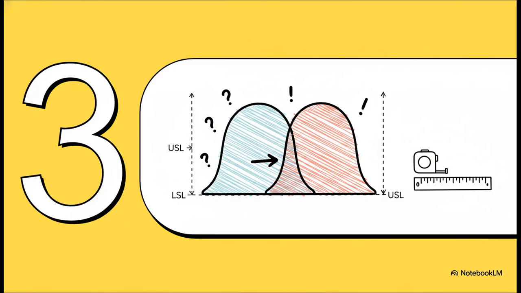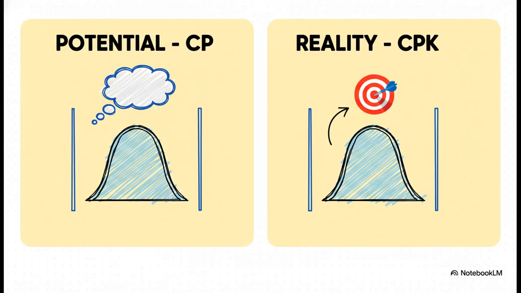Okay, but hold on. There's a little bit of a catch with CP. It's a great metric, but it only tells you about potential. It answers the question, is my process spread narrow enough? And it kind of assumes your process is perfectly centered on the target. But what if it isn't? What about reality? And this is the key difference right here.